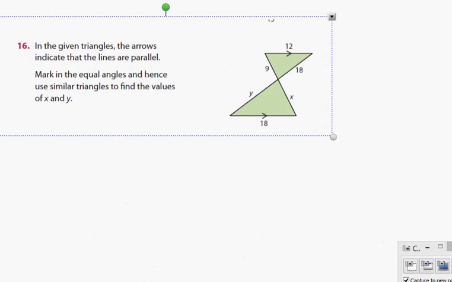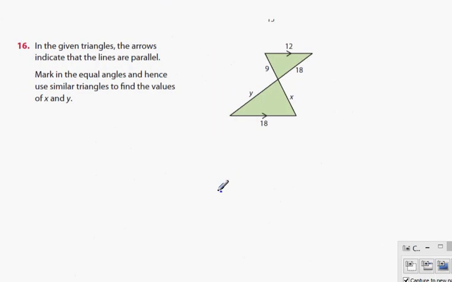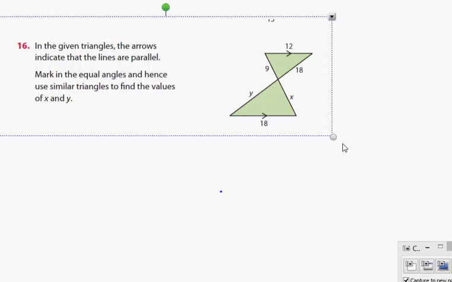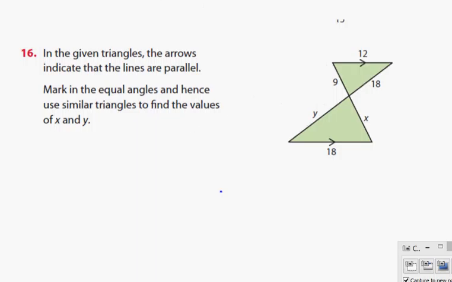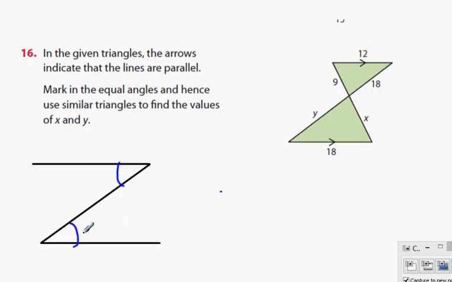This one here is number 16. Now there's something you need to know about these ones. I don't know if you've forgotten these rules or not. There's two main rules. The first main rule is when you see a Z. When you see a Z, it's called alternate angles. This angle here equals this angle in here, provided they're both parallel.